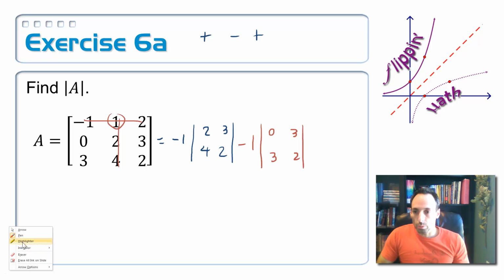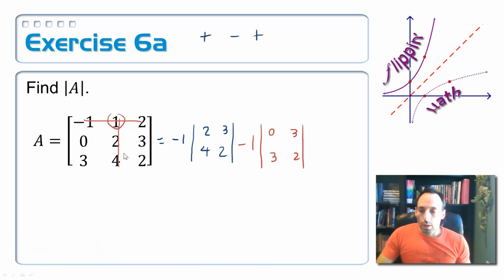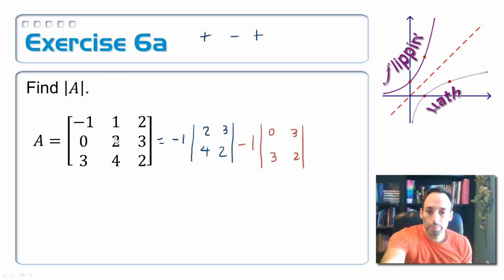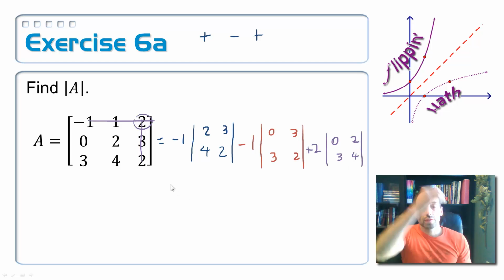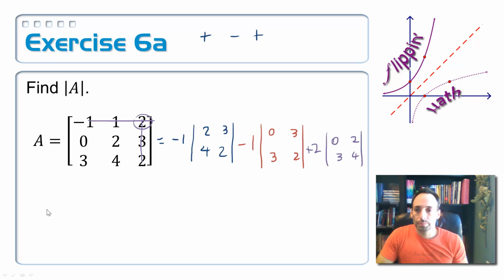Let's change colors one more time. Purple. Eraser. This time it's a plus. I'm going to pull out this 2. Cross out the row, cross out the column, and I'm left with a 2 by 2: 0, 3, 2, 4. Now I'm going to find each of these 2 by 2 determinants.